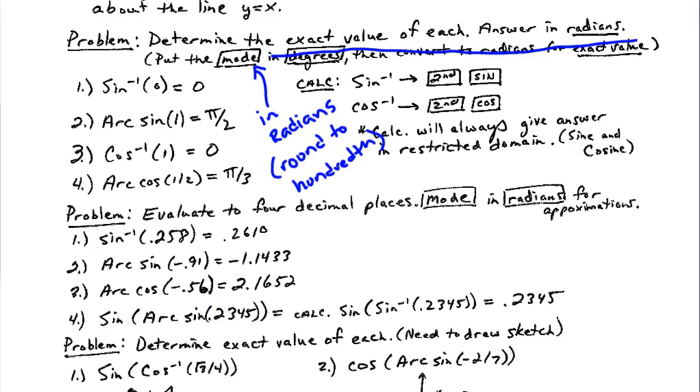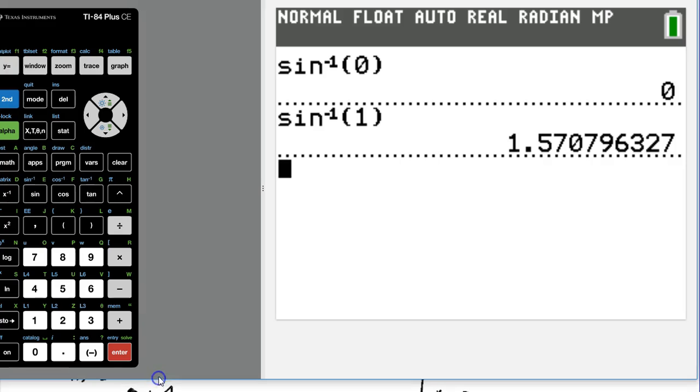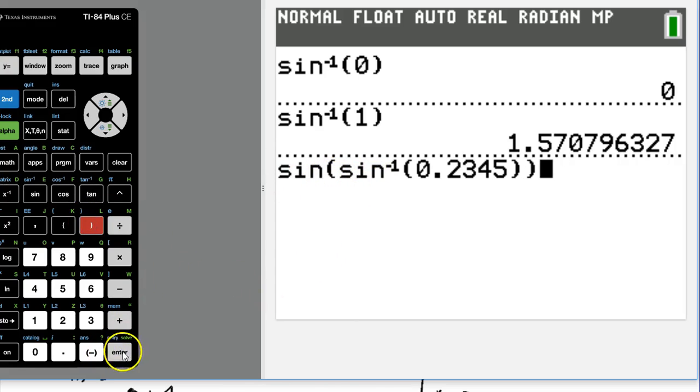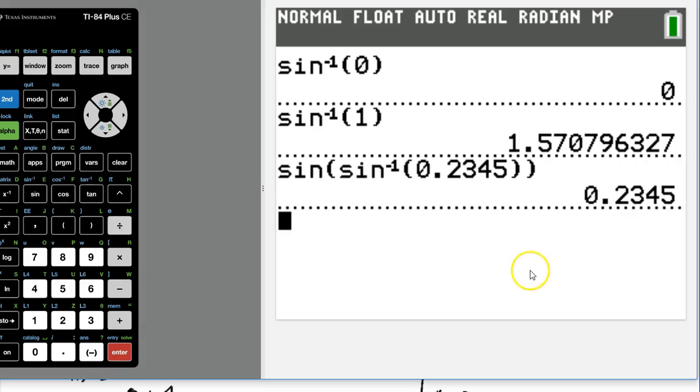I'll just model for you the last one, because that one's slightly different. So we're going to find the sine of the inverse sine of the ratio 0.2345. Close it off. Okay, so we're doing a composition of functions here. I'm going to close off another parenthesis to match every parenthesis. Wow, that's weird. It came out 0.2345. Well, all that's saying, right, is that when you take the sine of the inverse sine, they undo each other. It's like multiplying by 4 and then dividing by 4 again. You should be back to where you started, right?